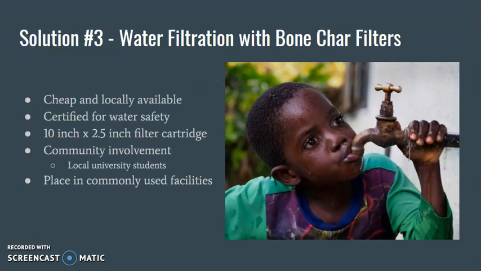To address lead levels in the water, we could implement water filtration using bone char filters. Bone char filters are made out of crushed animal bone and are very cheap and locally available. It is certified for water safety and involves a cartridge to hold the crushed animal bone. The creation of these filters could directly involve the community.